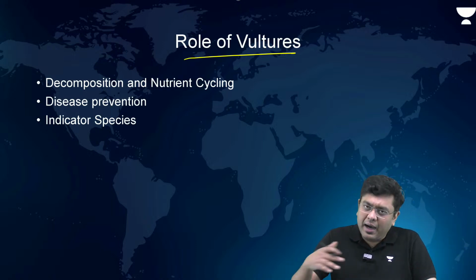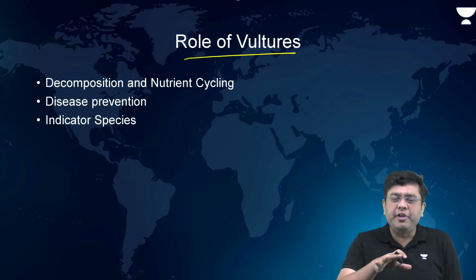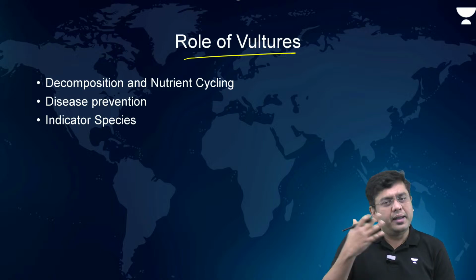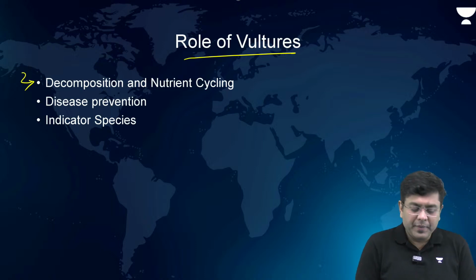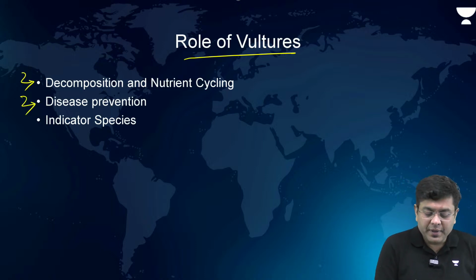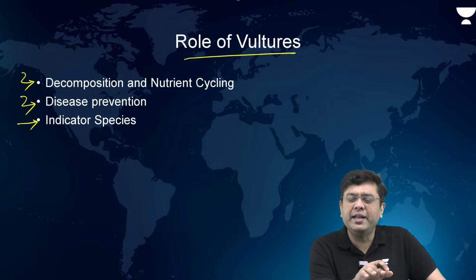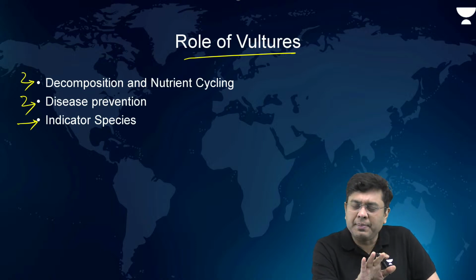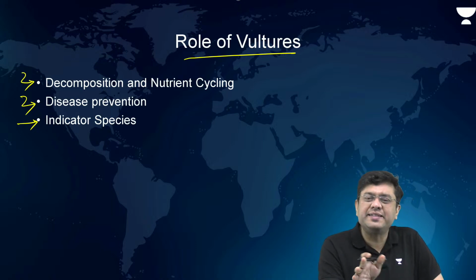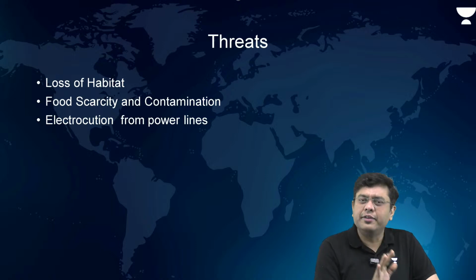At the same time, the entire decomposition process enriches the soil fertility, returns back various nutrients into the soil, and is a part of nutrient cycling. So they help in decomposition and nutrient cycling. Then they carry out disease prevention. And vultures are always a kind of indicator species. They give you an indication of whether the region is pesticide and chemical free or not. If lot of pesticides, lot of chemicals are used, then vulture population won't be found in that area. Okay? So here, that is what you have to understand.